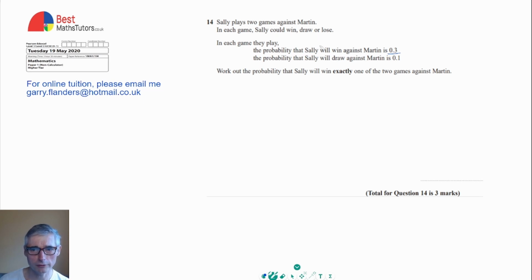lose. And we can represent that on a probability tree by having 3 lines, and each one of those lines will represent the outcome. So win for the first one, draw for the second line, and lose for the third line. And we're given the probabilities for winning and drawing, so we can write those on the line. So the probability of a win is 0.3 and the probability of a draw is 0.1.